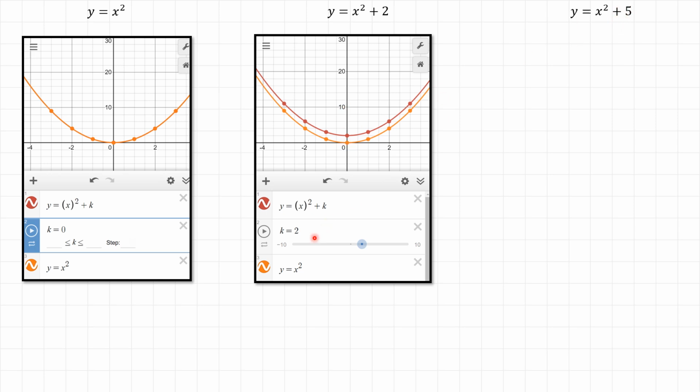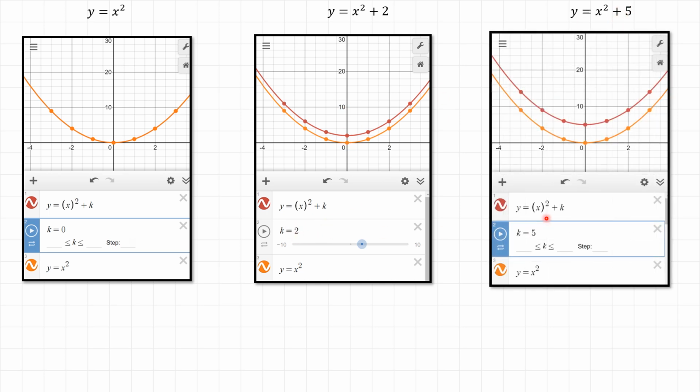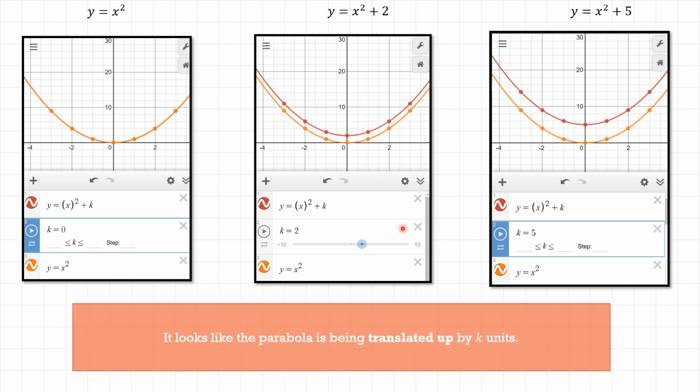What about if I make the value of k 5? In this case, it looks like all of the points have been moved up by 5 units. So I can pretty safely say that this parabola is being translated up by k units.